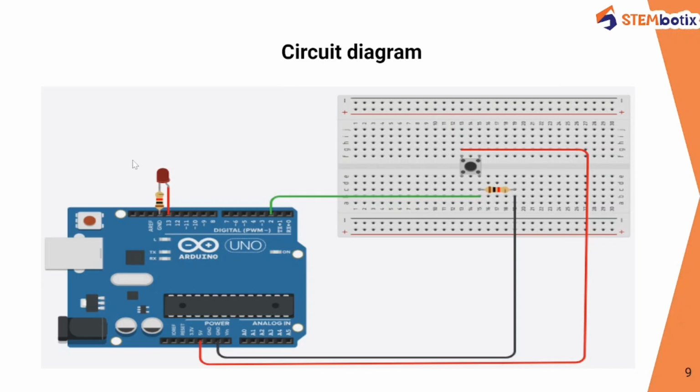Let's see another portion where the LED is connected. So the anode of the LED is connected to pin number 3 of the microcontroller, and the cathode is connected to the ground pin through a suitable value resistor.